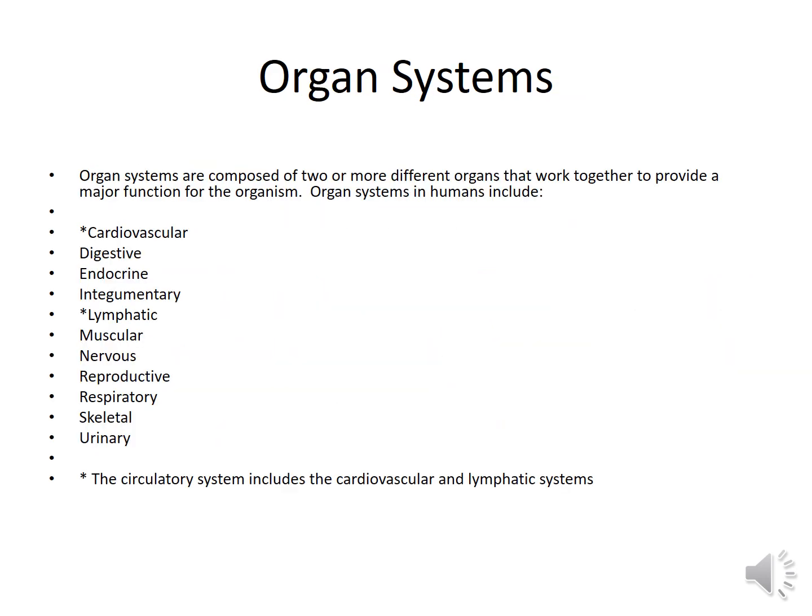Organ systems are composed of 2 or more different organs that work together to provide a major function for the organism. Organ systems in the human include cardiovascular system, digestive system, endocrine and integumentary system, lymphatic system, muscular and nervous system, reproductive and respiratory system, skeletal and urinary systems. Some textbooks will include the cardiovascular lymphatic system together and refer to this as the circulatory system.